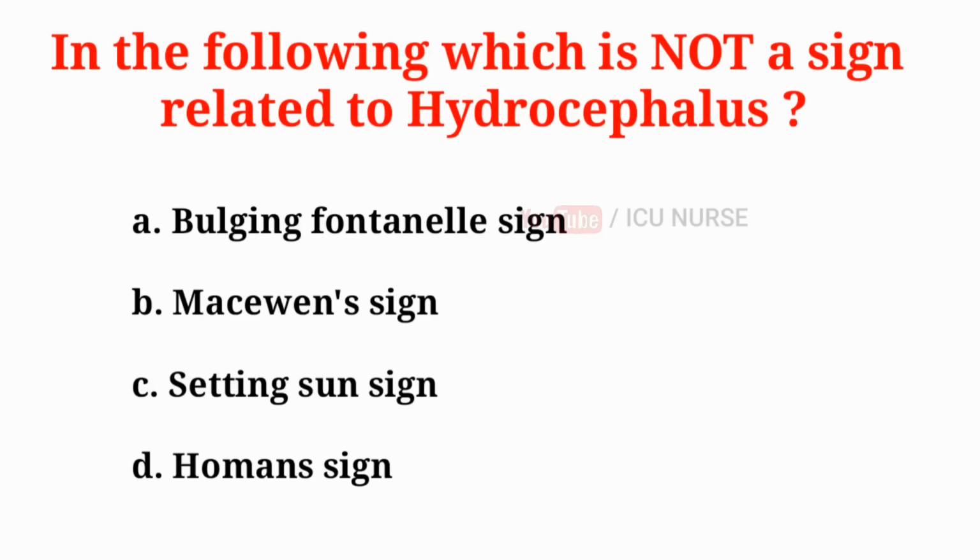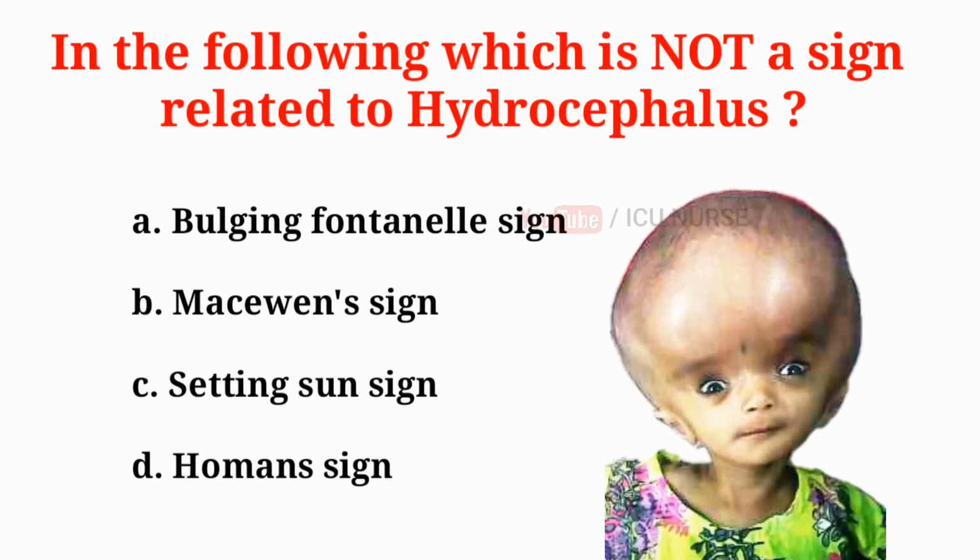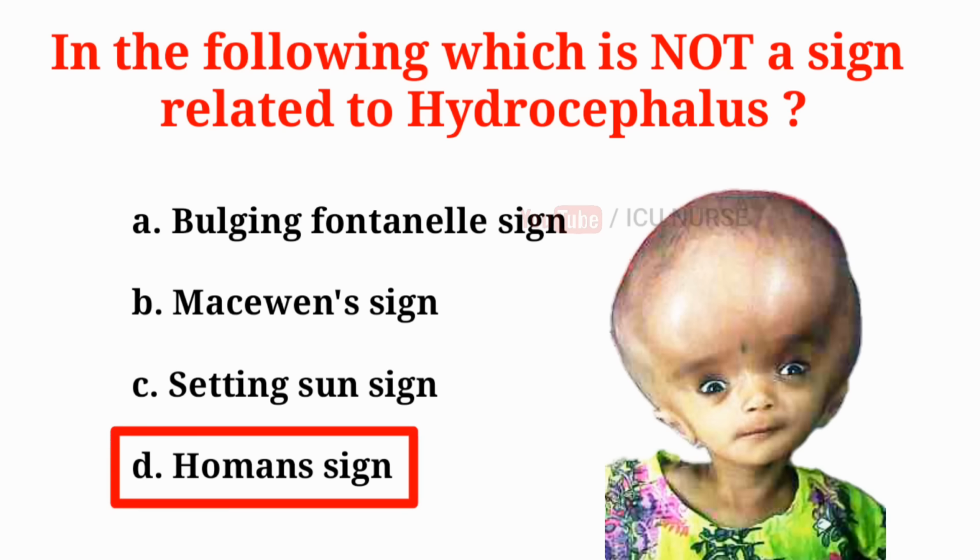Which of the following is not a sign related to hydrocephalus? A. Bulging fontanelle sign, B. Macewen's sign, C. Setting sun sign, D. Homans' sign. And the correct answer is D. Homans' sign.